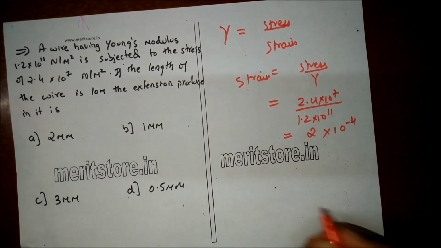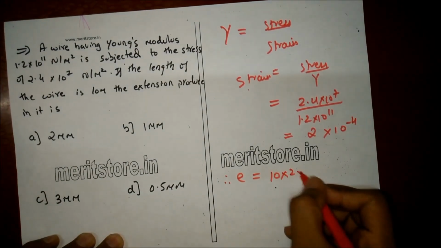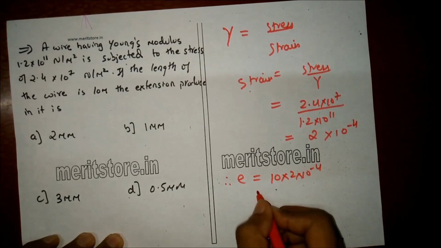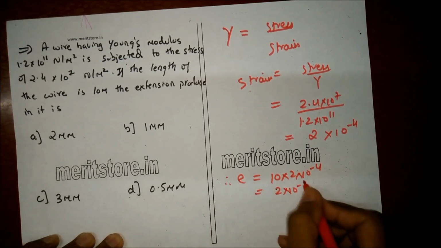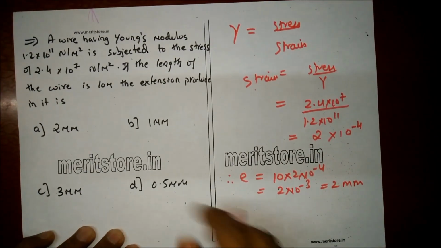Therefore, the elongation produced E will be equal to 10 × 2 × 10 raised to minus 4, which will be equal to 2 × 10 raised to minus 3, which is 2 millimeters. Therefore, the correct answer is option A.